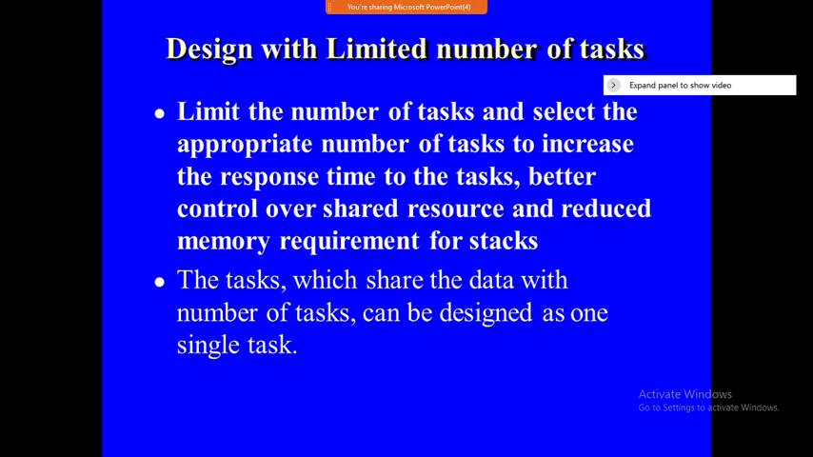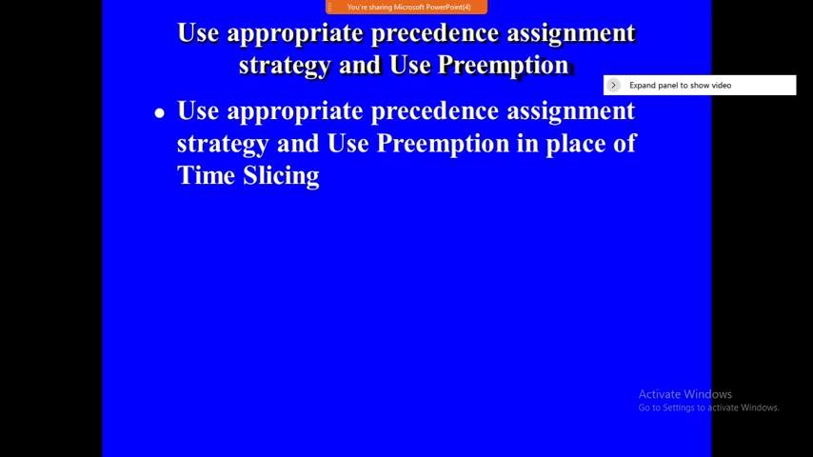And another one, the resources will be shared between the tasks. If the number of tasks is more, then it is very complex to share the resources. Use the appropriate priority assignment strategy and use preemption in place of time slicing. Instead of time slicing, you have to use preemption. A task of a higher priority preempts the lower priority task. The ISRs have the highest priority, so they are going to be executed first.